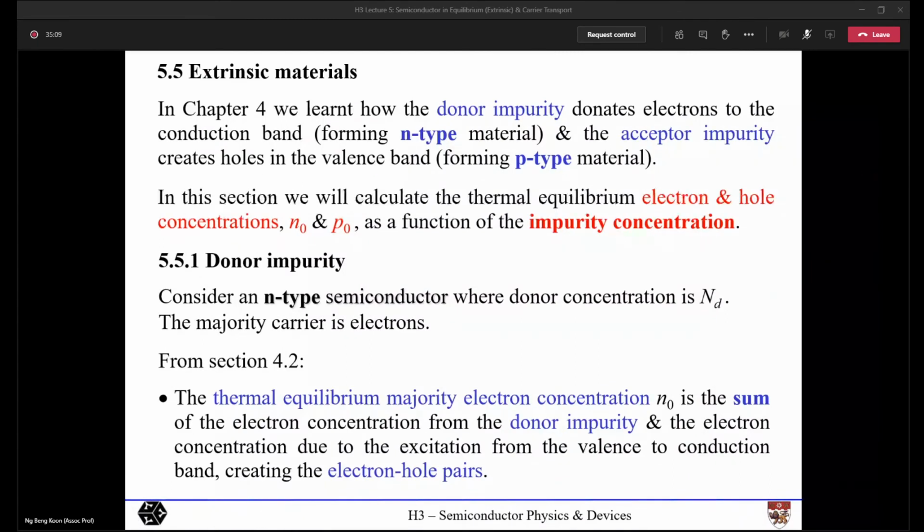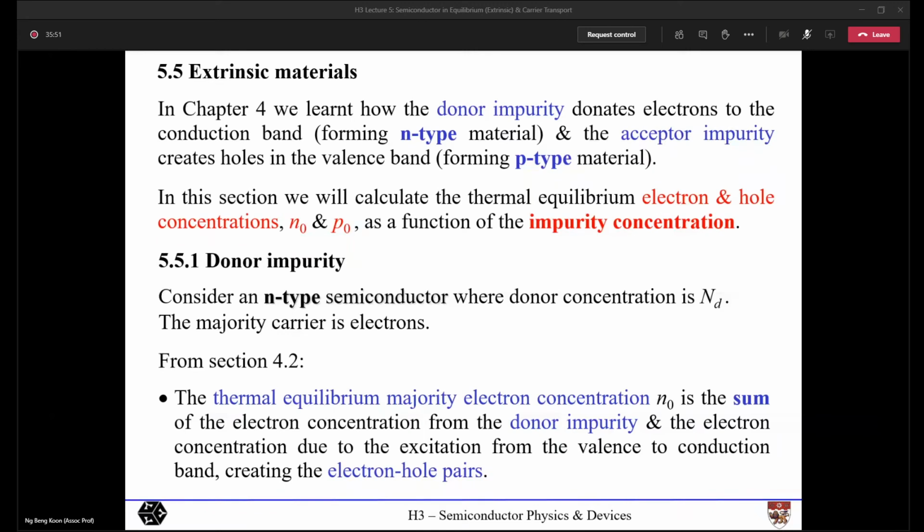For today's discussion, we are going to see how we can apply some of these equations that we have derived to calculate electron and hole concentration in extrinsic semiconductor material. We discussed in previous chapters that in extrinsic semiconductors, we realize the electron and hole concentration through doping the semiconductor with impurity atoms. We put in atoms from a different group to achieve an increase in electron or hole concentration in the semiconductor.